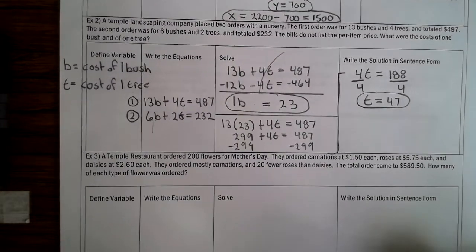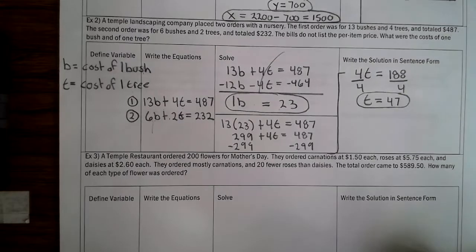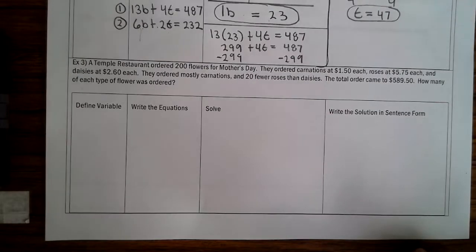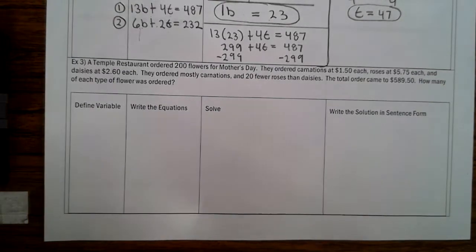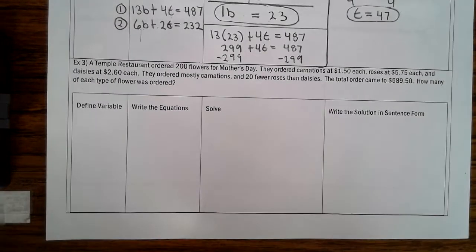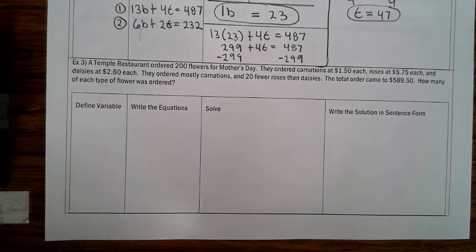All right, a temple restaurant orders 200 flowers for Mother's Day. They ordered carnations at $1.50 each, roses for $5.75 each, and daisies at $2.60 each. They ordered 20 fewer roses than daisies. The total order came to $589.50. How many of each type of flower was ordered?